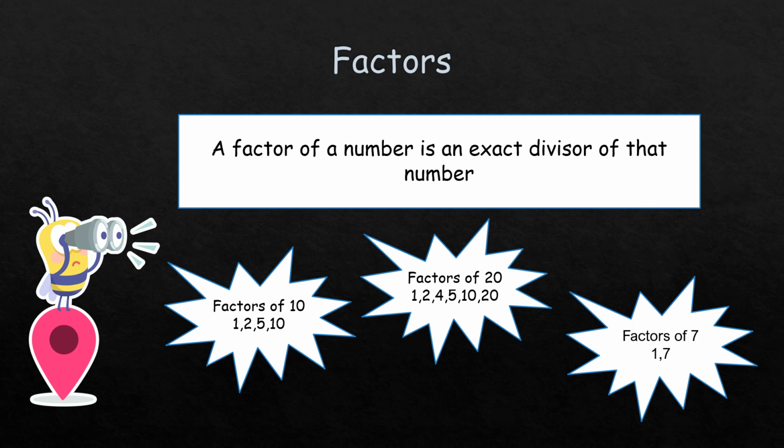So what did you notice about the factors now? We have so many properties of factors which we will learn in the next slides. But here, factors of 10 you have many. Factors of 20 you also have many. But what about factors of 7? You have only two numbers. And why is that? That is because 7 is a prime number. A prime number always has only two factors, 1 and the number itself.